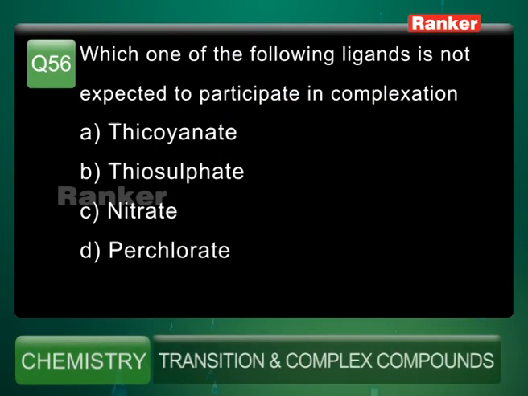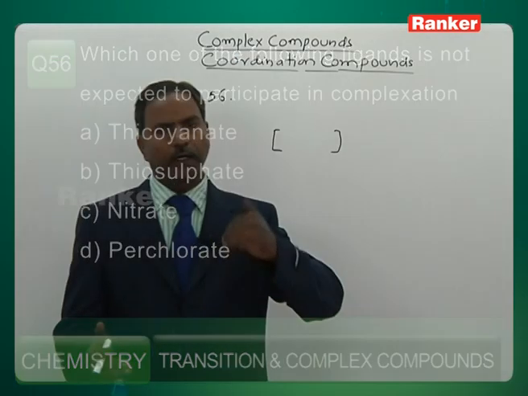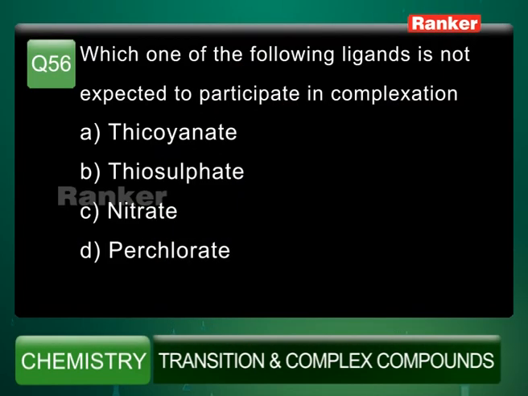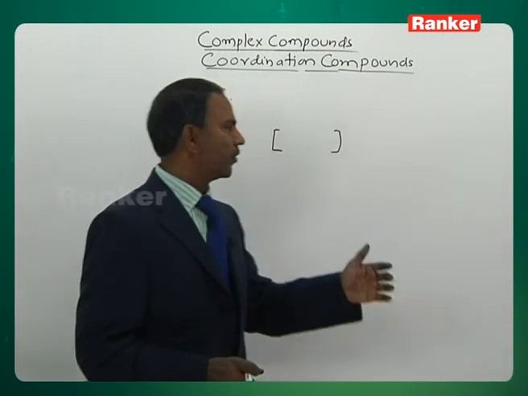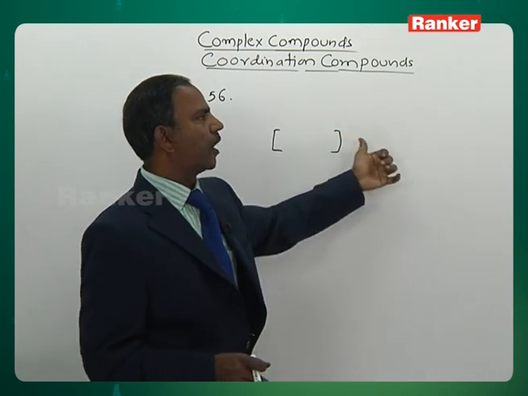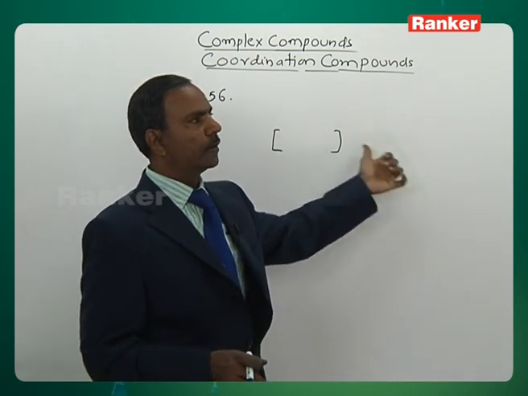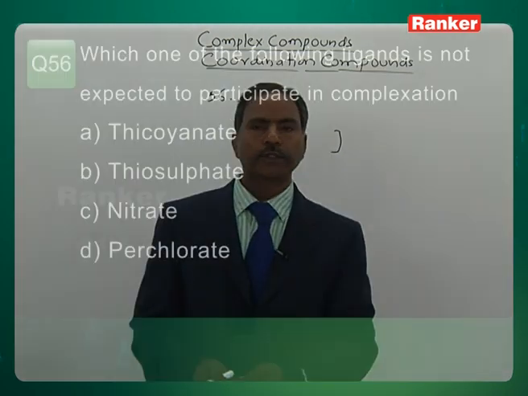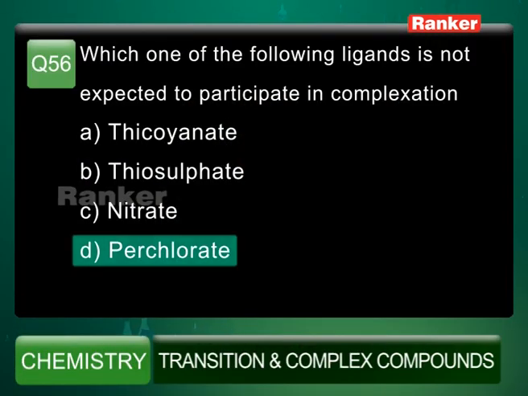Coming to C, nitrate. Yes, nitrate is present inside and outside the coordination sphere. Yes, we can expect that one. Generally, the perchlorate ion we never see within the coordination sphere. Often we see it outside the coordination sphere, but we never see it inside the coordination sphere acting as a ligand. So, the 56th answer is D.